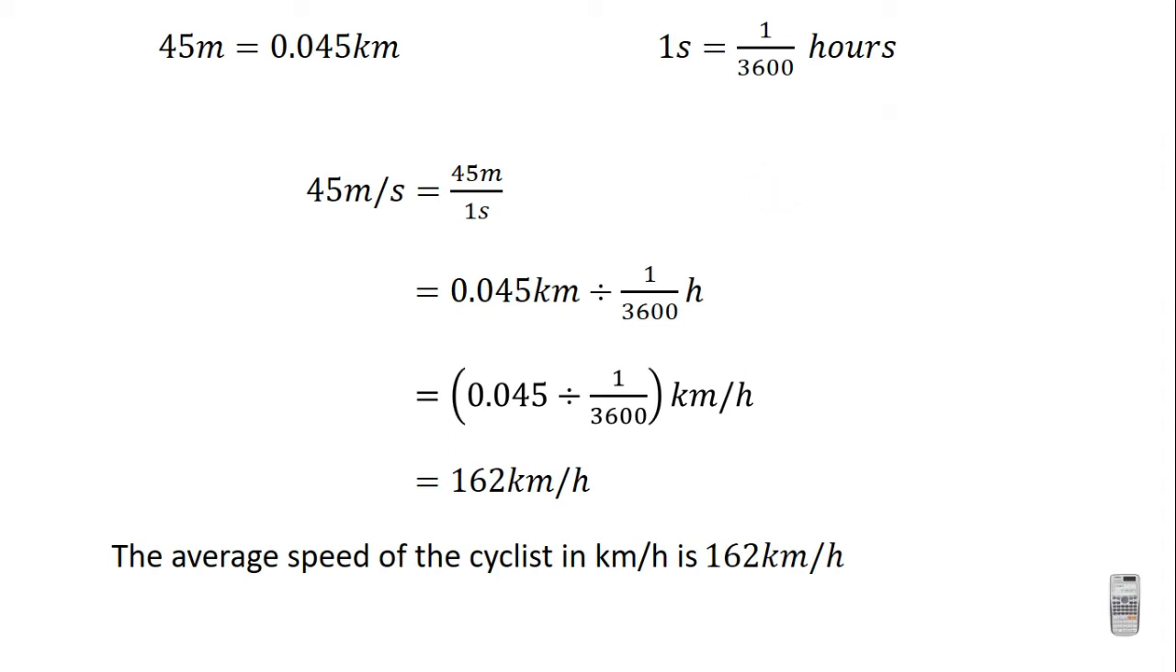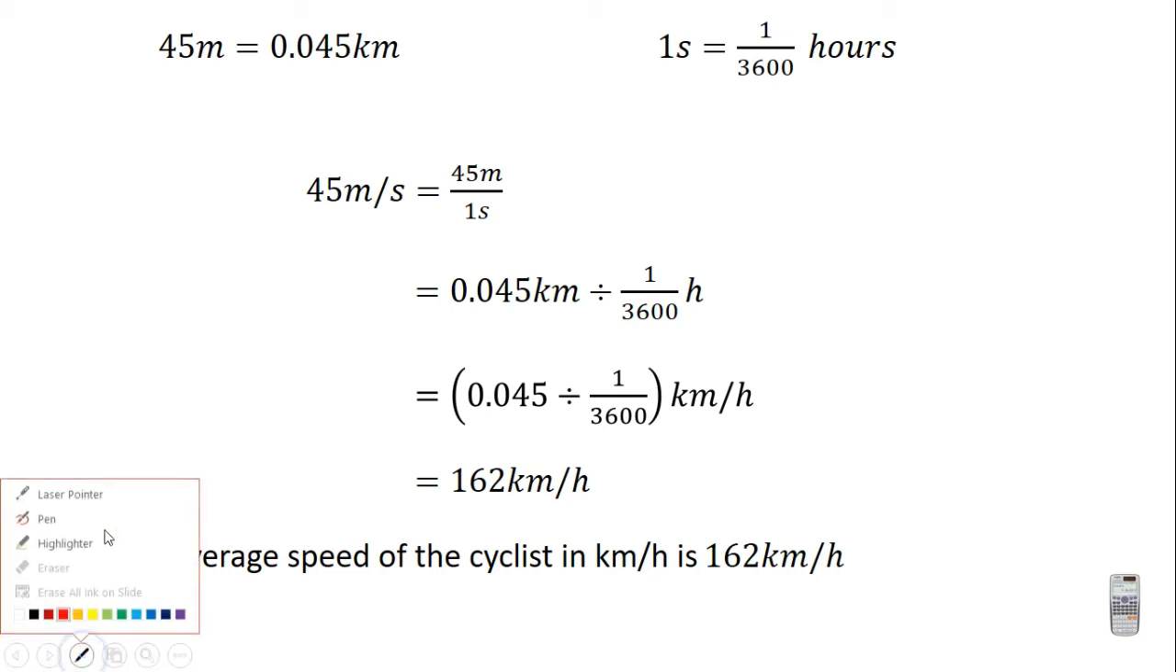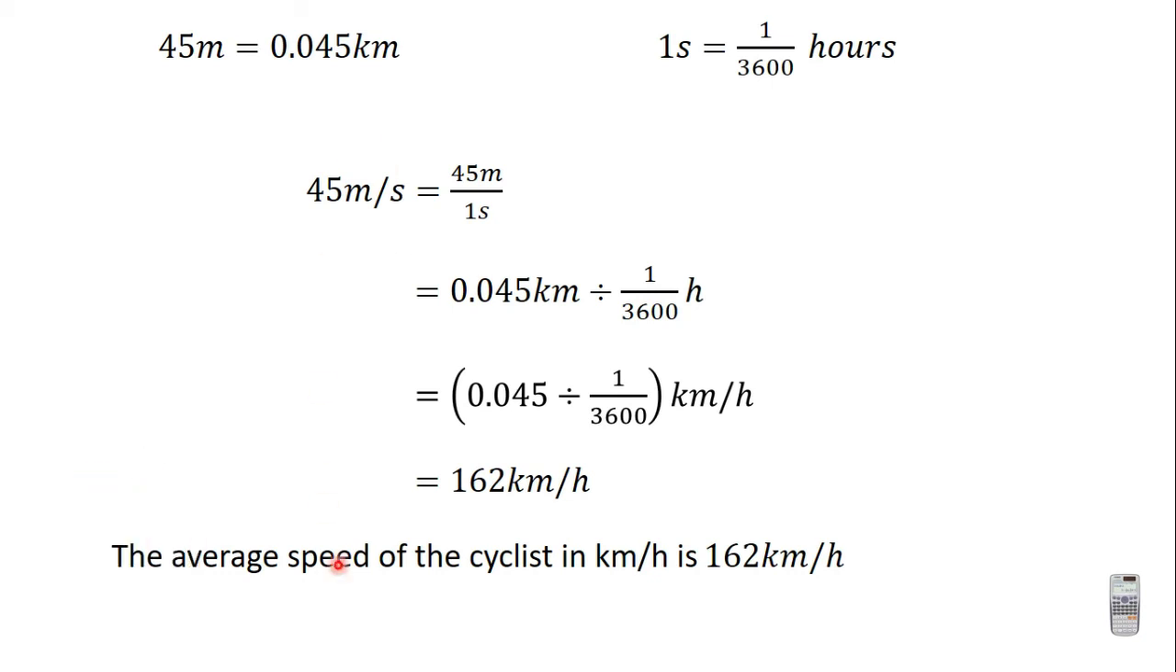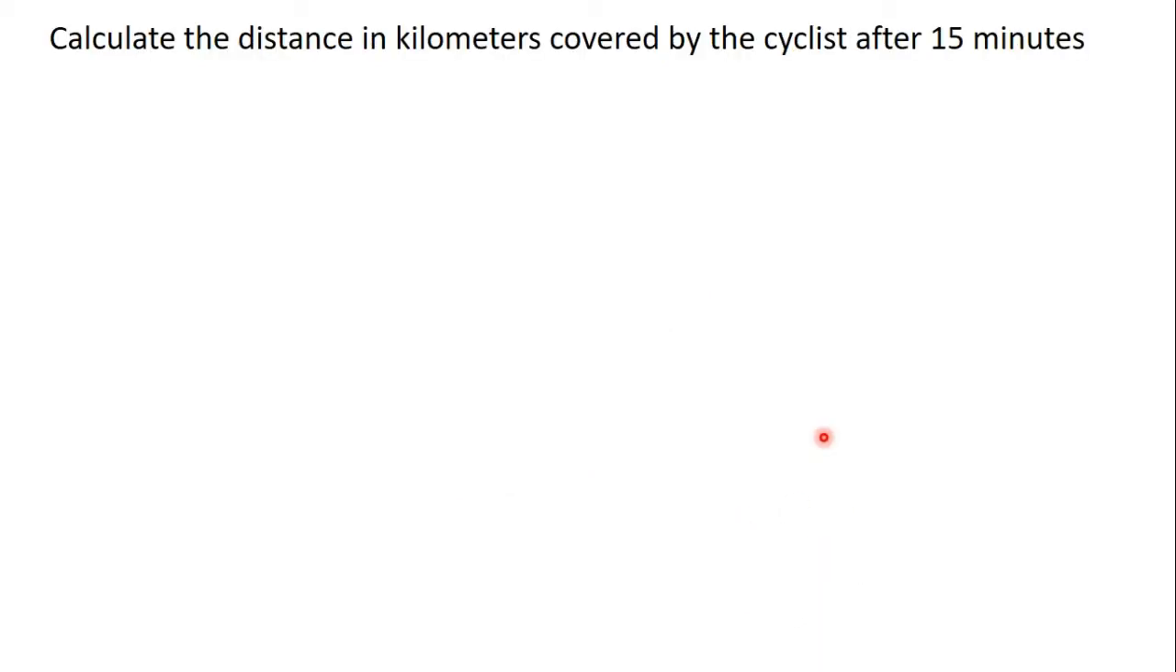Okay, let's continue with our question. This is the first part of our question. We have converted 45 meters per second to kilometers per hour, and we had 162 kilometers per hour. We have also learned how to do this on the calculator. The second part of our question says that we should calculate the distance in kilometers covered by the cyclist after 15 minutes. So this time, we are going to calculate the distance covered by the cyclist after 15 minutes.